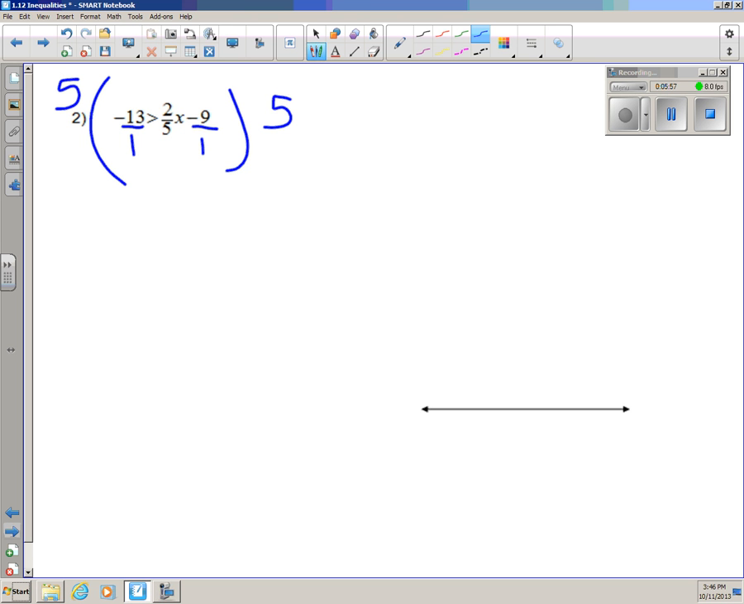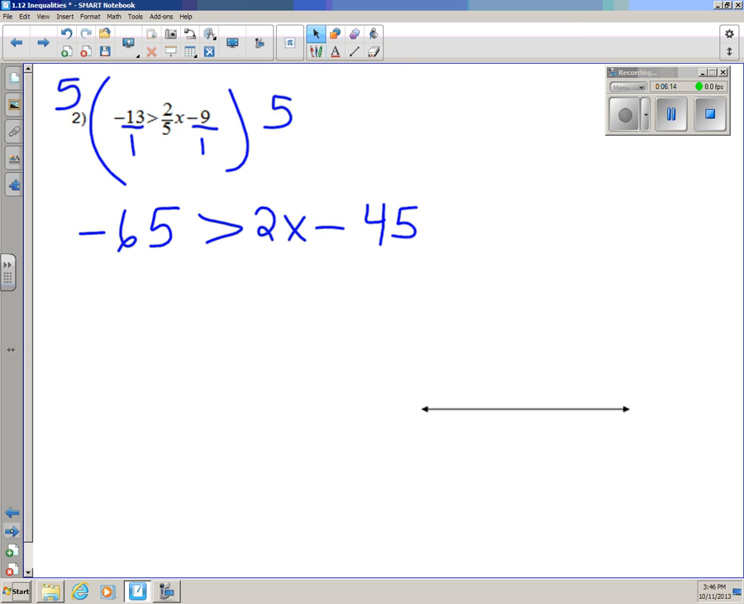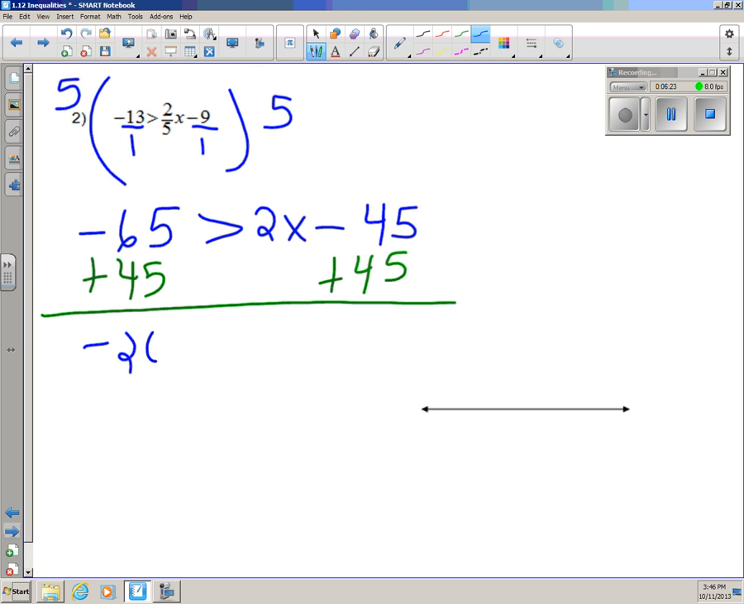5 divided by 1 is 5 times negative 13 is negative 65, greater than. 5 divided by 5 is 1 times 2x is 2x, and then minus 5 divided by 1 is 5 times 9 is negative 45. I'm going to keep the variable where it is. I'm going to add 45 to both sides. I'm going to get negative 20 is greater than 2x.